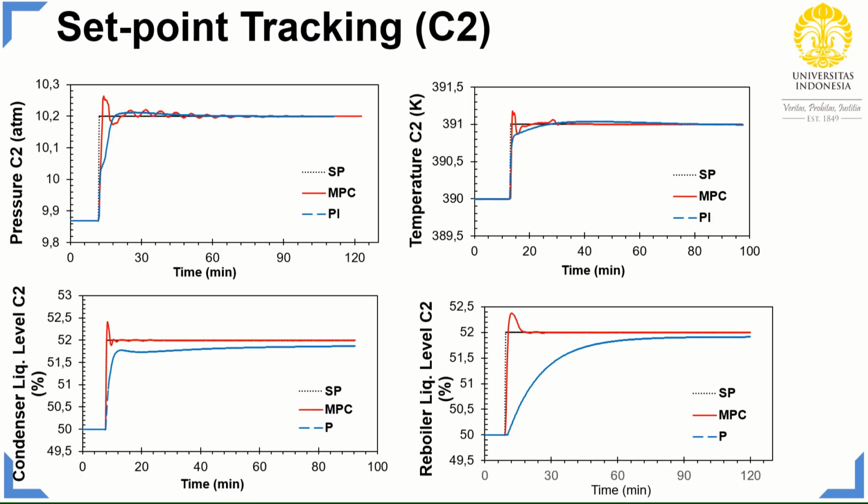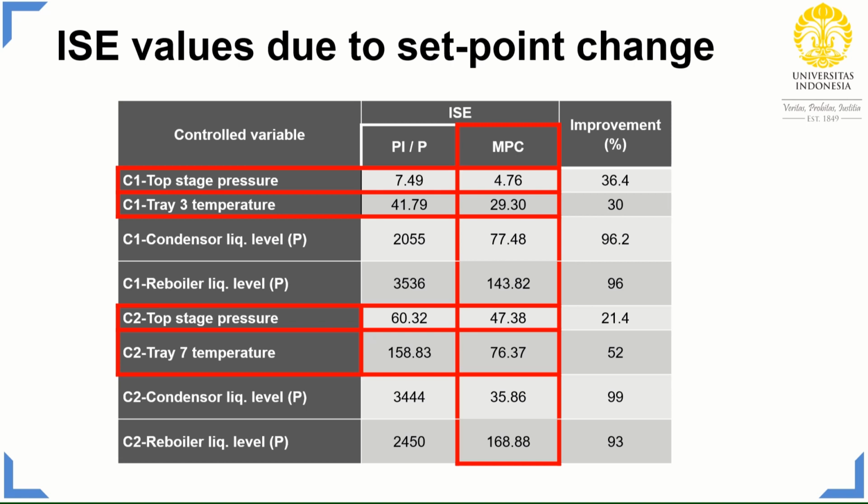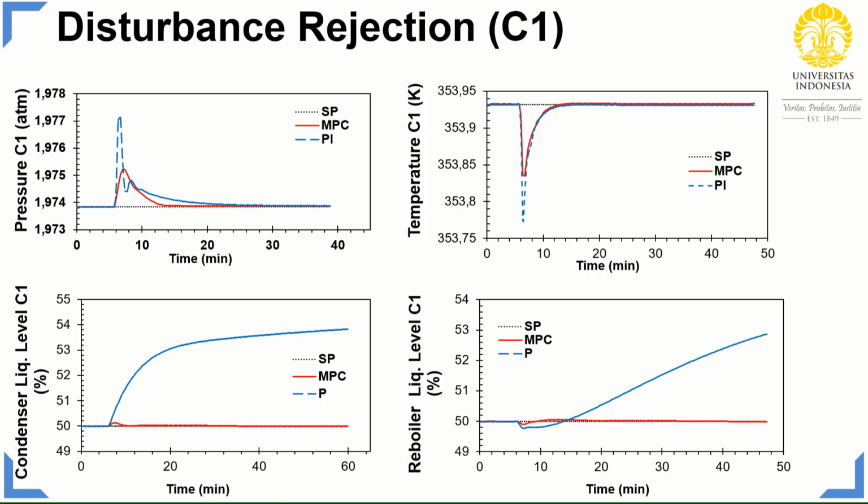And this is the result for the C2 column. I think the analogy is the same. The result is quite the same as for column C1. To make sure which controller has a better performance, we can look at this table. This table contains the ISE values of each controller, where the smaller the ISE value, the better the performance of the controller. Here MPC has a smaller ISE value than the PI controller. So based on that value, we can conclude that MPC has a better performance than PI control in the set point tracking test.